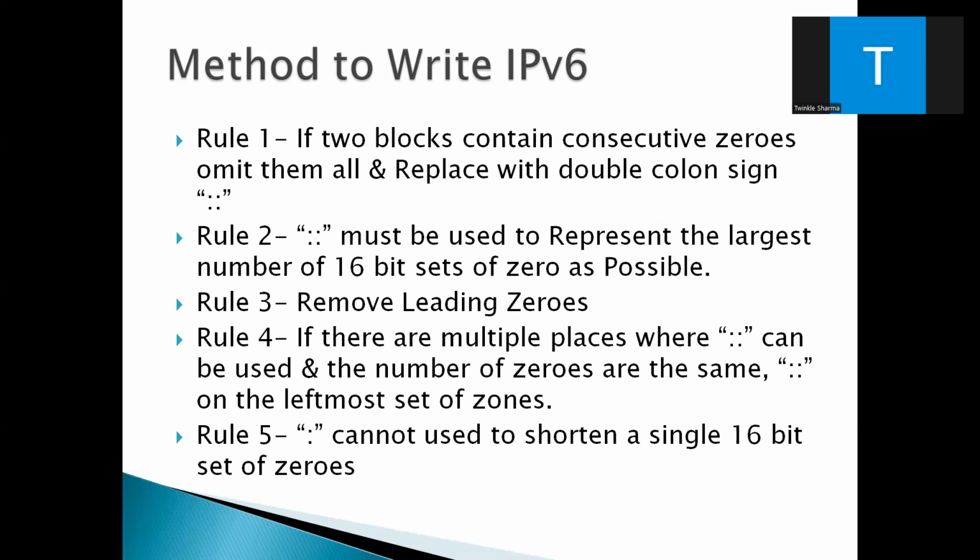I will explain you with examples. Rule 2: the double colon must be used to represent the largest number of 16-bit sets of zeros possible. Remove leading zeros. Rule number 4: if there are multiple places where the double colon can be used and the number of zeros is the same, use it on the leftmost set of zeros; the double colon cannot be used to shorten a single 16-bit set of zeros. Okay, so let's go with the example.